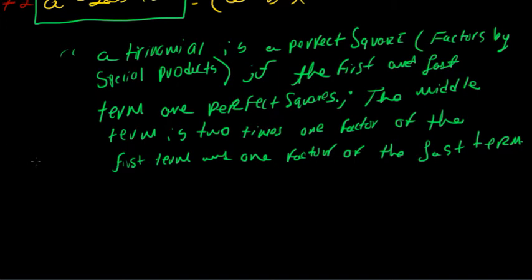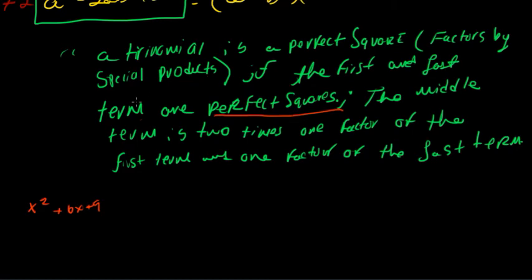Let's pick orange here. So let's say we have x squared plus 6x plus 9, right? Well, first of all, let's check: does this trinomial factor by my special products? That means the first and the last term are perfect squares, okay? Perfect squares.